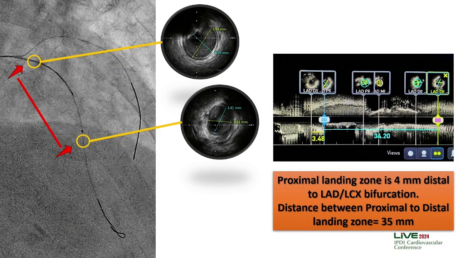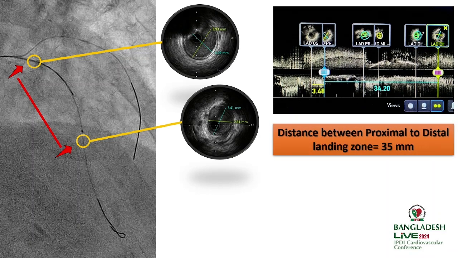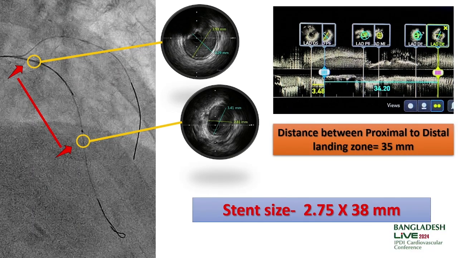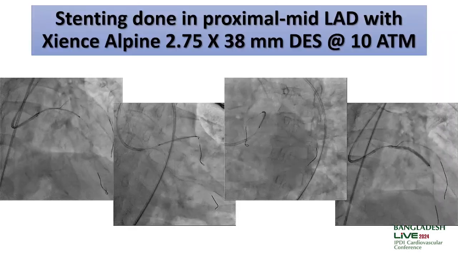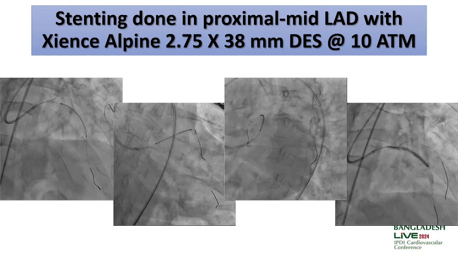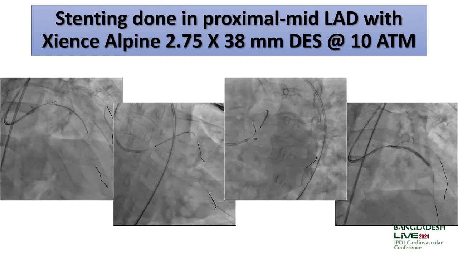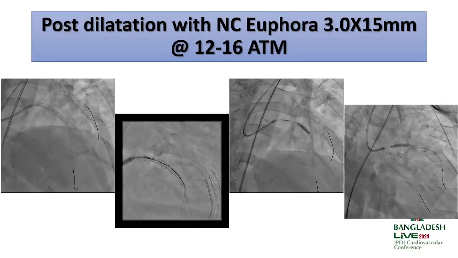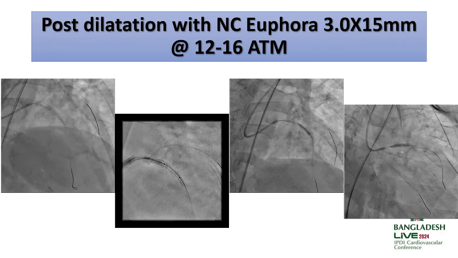The proximal landing zone is 4 millimeters distal to the LM-LAD bifurcation, and the distance between the proximal and distal landing zones was 35 millimeters. So we took a 2.75 x 38 millimeter stent, and stenting was done in the proximal to mid LAD with a Giants Alpine 2.75 x 38 millimeter stent at 10 atm. Then we post-dilated with an NC 3 x 15 millimeter balloon.